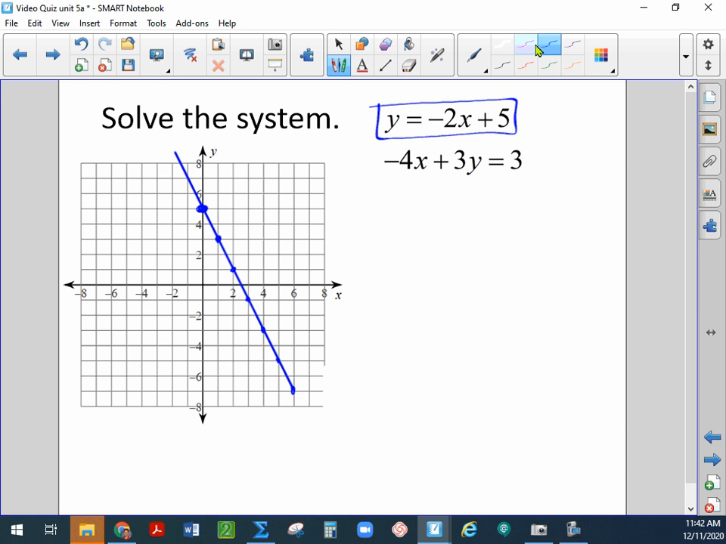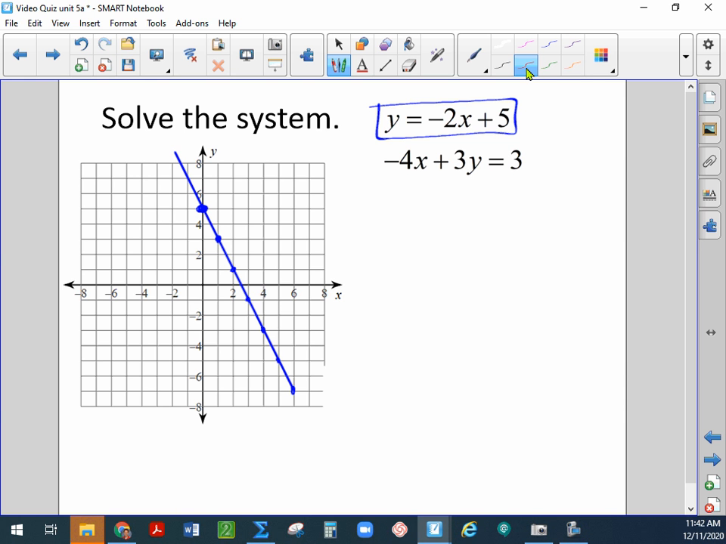For the second equation, we need to put it into slope-intercept form. That's what we talked about doing on Friday, and we practiced that a little bit. So the first step in putting it into slope-intercept form was to move the x term from the left to the right. And we can do that by adding or subtracting. We're trying to get it to cancel out to a 0.